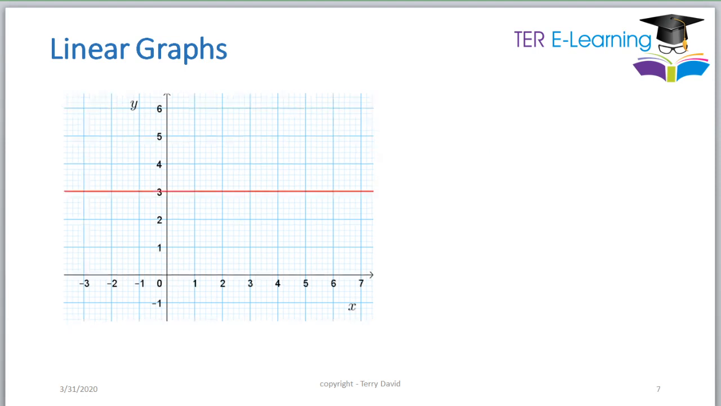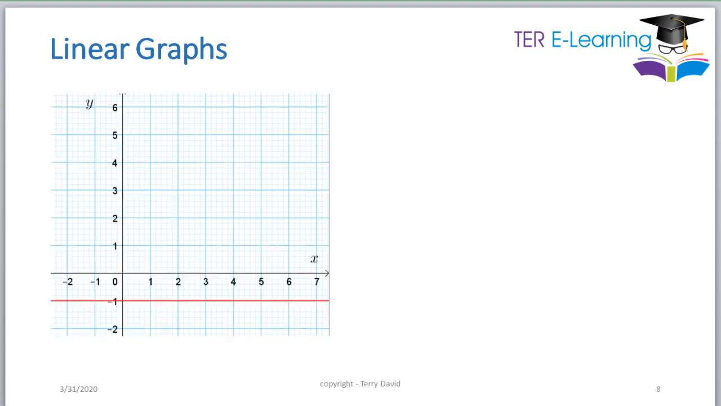Now let's look at this line here. This line is a horizontal line, right? The red line is a horizontal line, but the red line passes through the point y equal 3. So the equation for this line is y is equal to 3, right? That is the equation of this horizontal line. It's y equal to 3, right? So what about this one now? Can somebody tell me what the equation of this line is?